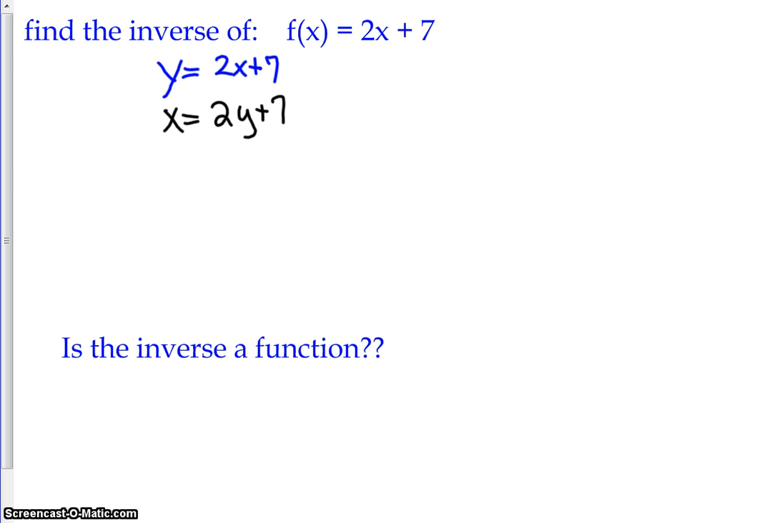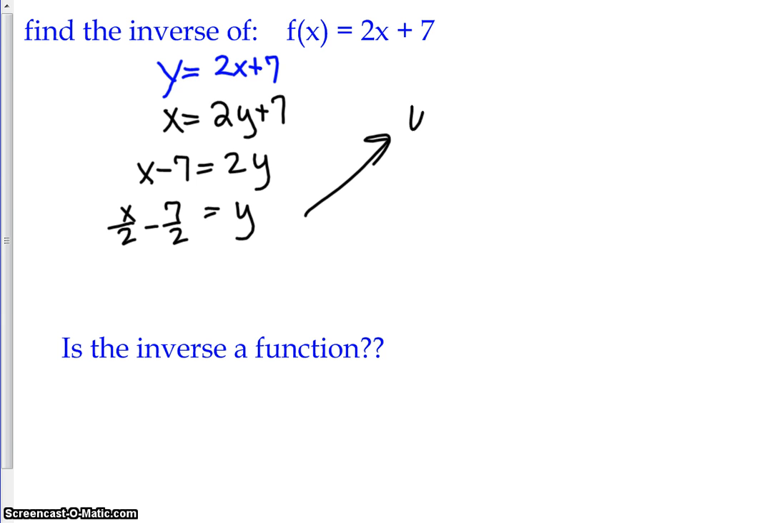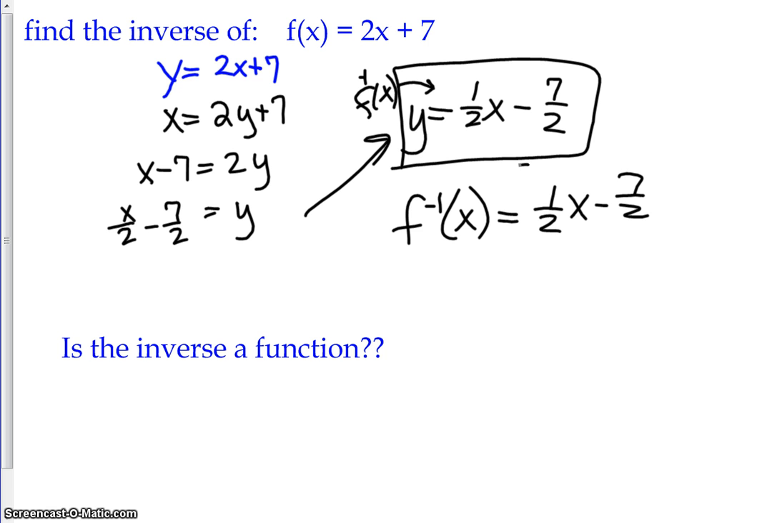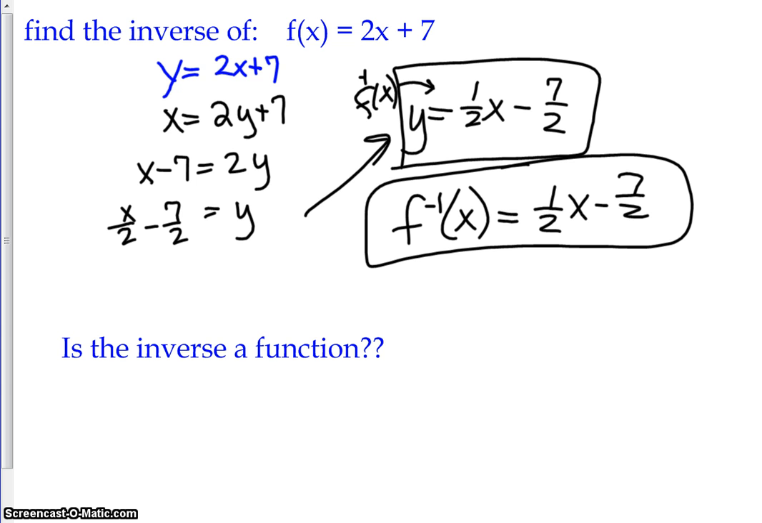Next step is to solve for y. So I'd probably subtract 7 from both sides. Now divide by 2. So then my y equals, I'm going to call it 1/2 x minus 7 over 2. That is the inverse. So that would be my f inverse of x. F inverse of x is this. Let's maybe write it a little better here. We could have also used, for 7/2, I could have put 3.5.